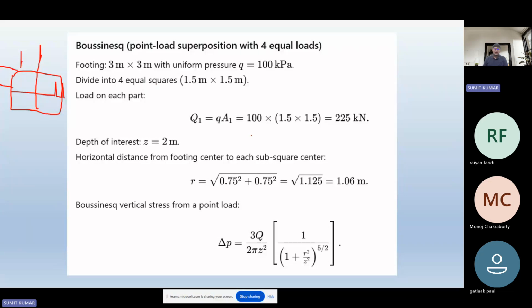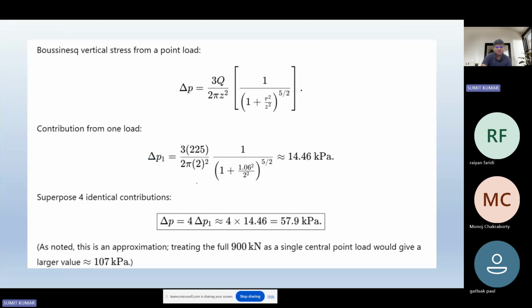Now R, as I have explained, is from the load position to the point: this distance is 1.5 by 2, and this distance is also 1.5 by 2. When we calculate 0.75 square plus 0.75 square, we get this distance R as 1.06. Now we use the Boussinesq vertical stress from a point load, delta P equal to 3Q by 2 pi Z square, into 1 by 1 plus R square by Z square to the power 5 by 2. Using this equation, we calculate delta P1 as 14.46. When we multiply 4 into delta P1, we get 57.9.